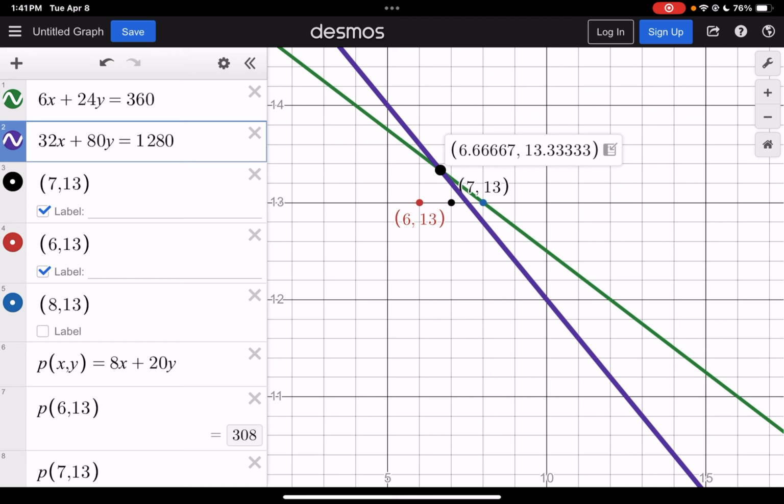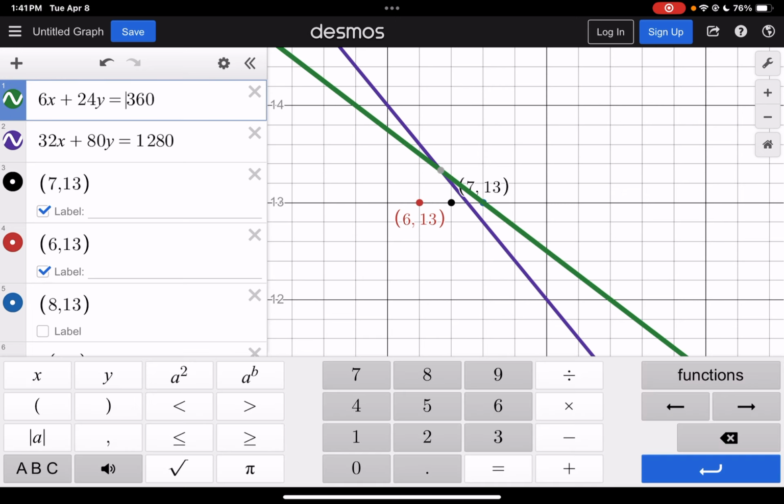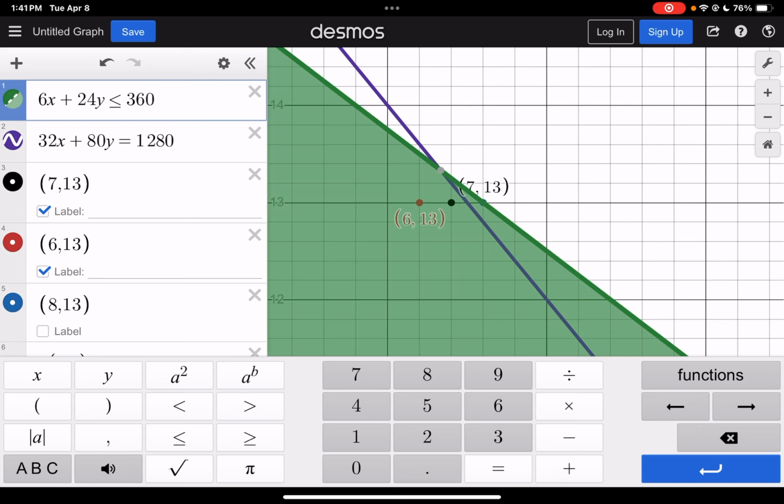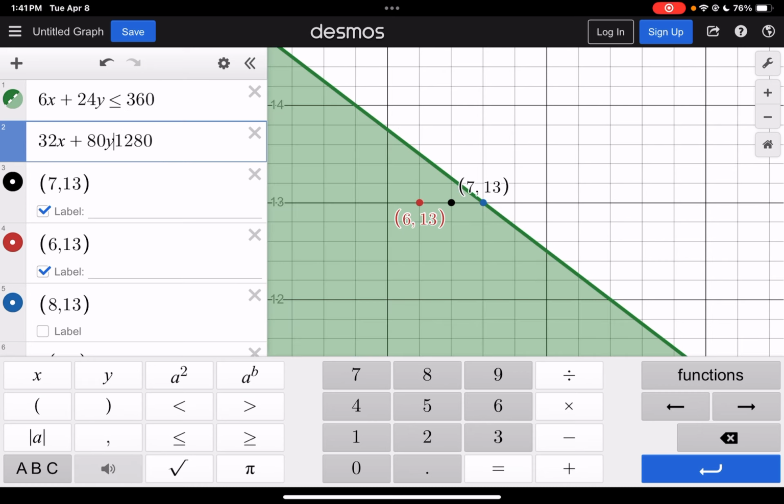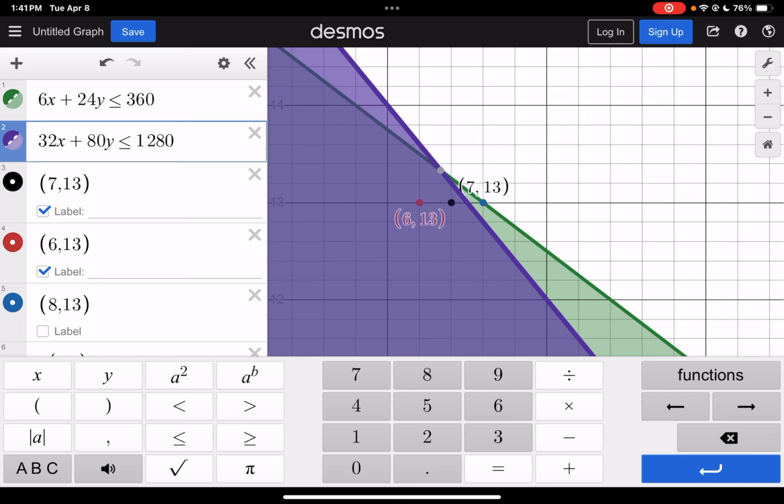(8, 13) is outside of what's possible. In fact, it's outside of that purple line. Now, when I say inside and outside, what I'm talking about is an inequality. And if we change these equal signs to less than or equal to signs, now you see the shading. And so the points have to be shaded for both colors. It has to work for purple and green. And so it's down to (6, 13) or (7, 13). Which of those 2 points is going to work?